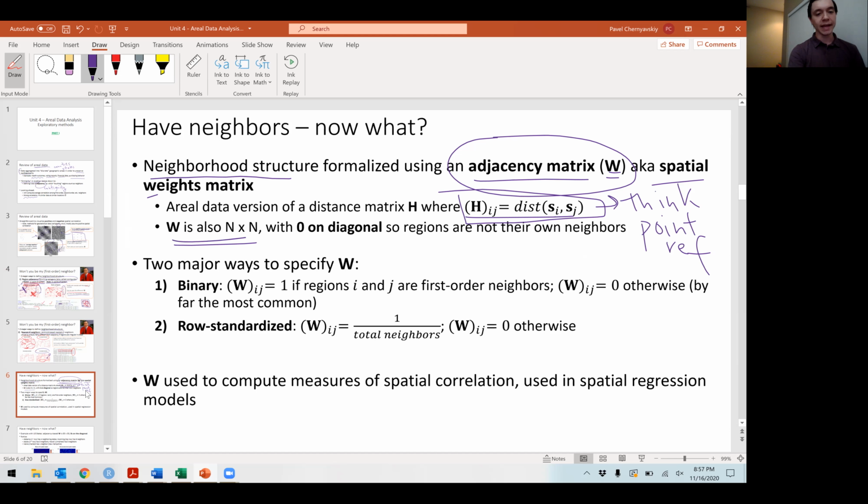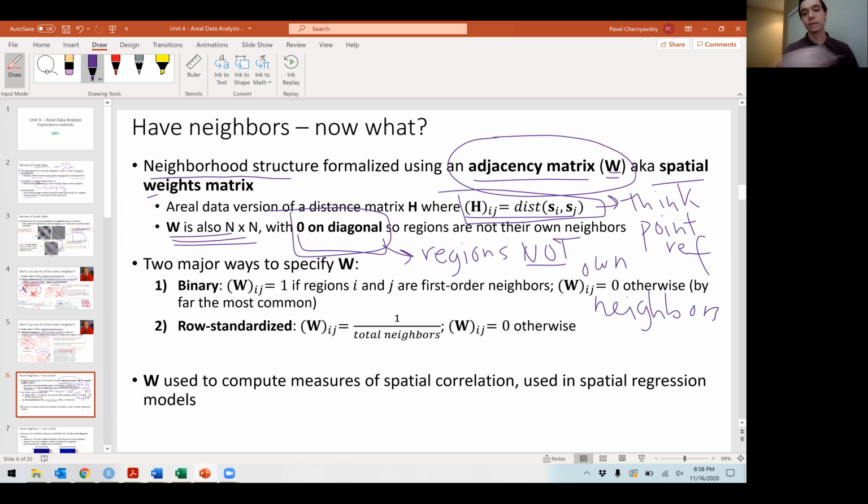It is also n by n, where n is the number of regions you have, with Wyoming would be 23 by 23. It too has zeros on the diagonal. So the distance matrix, taking a distance between a point and itself, that's 0, that's clear. With areal data analysis, you're basically saying that regions are not their own neighbors. And there are, I've seen 2 ways of specifying the adjacency matrix.